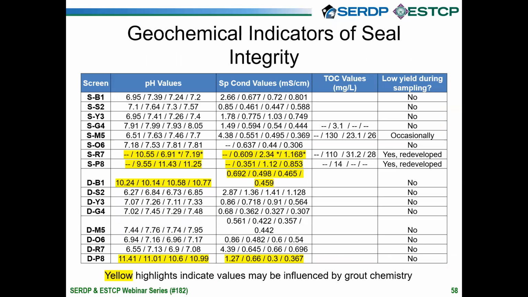This table shows the pH, specific conductivity, and total organic carbon values measured at various well screens for 4 monitoring events over the course of a year. I won't spend much time here other than to note that the values highlighted in yellow suggest the influence of grout at locations near the ends of the well. So from a practical perspective, the main lesson learned here is to make sure the screens are placed far away from the angles on either end of the boring.